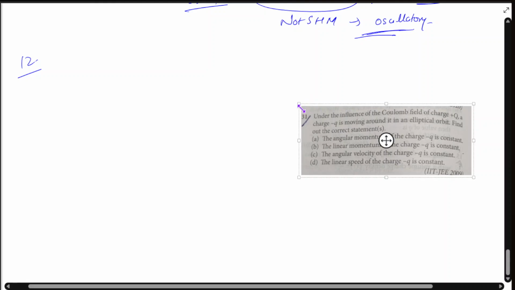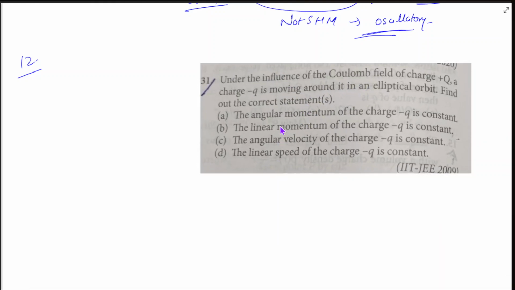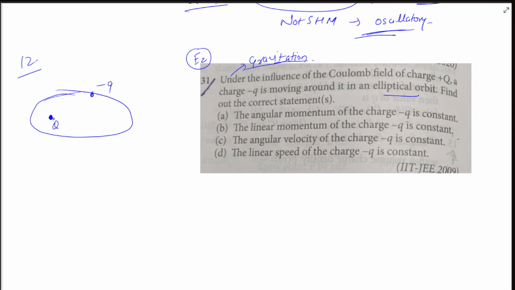Okay, perfect. So this is an easy question. It is a question from gravitation itself, right? So there is a plus q charge, and under the influence of the plus q charge, minus q is moving around in an elliptical orbit. If it is moving in an ellipse, then plus q should be here and minus q should be here, right? So plus q must be at one of the foci.